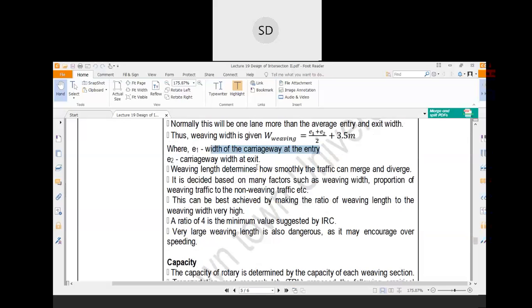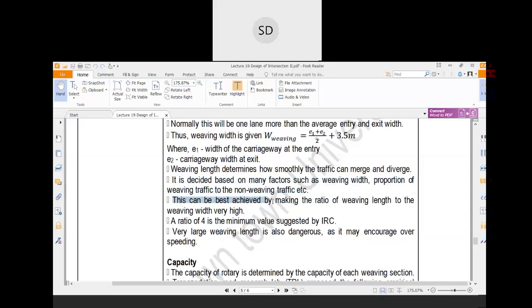Now, weaving length determines how smoothly the traffic can merge and diverge. As the weaving length increases, the angle of approach would be minimum. But to increase the weaving length, you need to increase the radius of the central island. It is decided based on many factors such as weaving width, proportion of the weaving traffic to the non-weaving traffic, etc. So there are different design elements based on which weaving length and weaving width is decided.